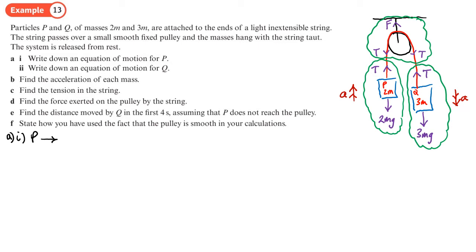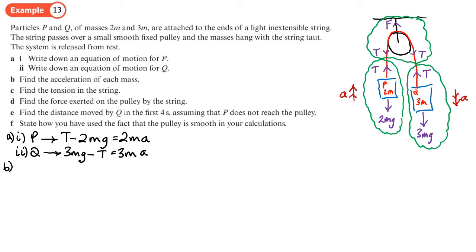So for an equation of motion for P, since it's moving up, the resultant force will be T minus 2mg equals the mass times acceleration. So 2ma. And then an equation of motion for Q. Now that's moving down, so it'll be 3mg minus T equals ma, or 3ma. So there we go. There's our equations of motion for P and Q.